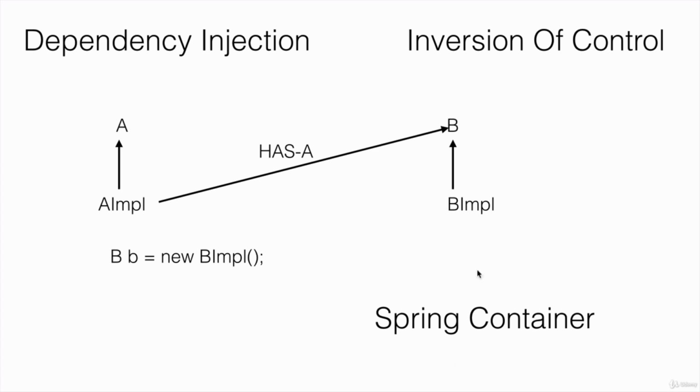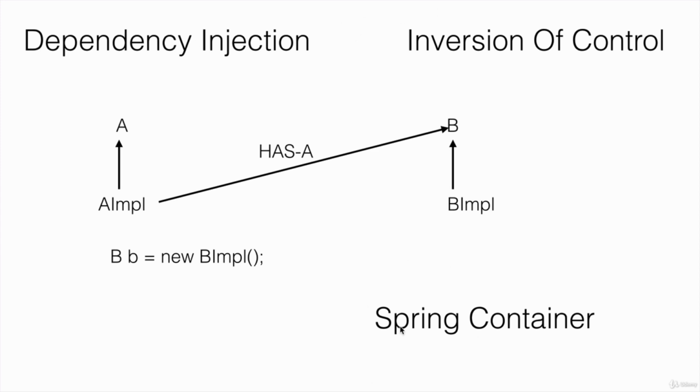Spring is a dependency injection framework, or you can also call it an inversion of control container, IOC container. Here, since we are delegating the responsibility, or we are inverting the responsibility from our code to an external container, it is called inversion of control. So that process of asking an external container to create an object and to inject it at runtime is called inversion of control. So we achieve dependency injection through inversion of control. They both complement each other.